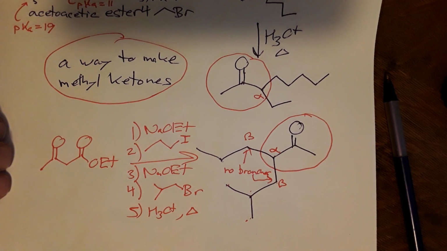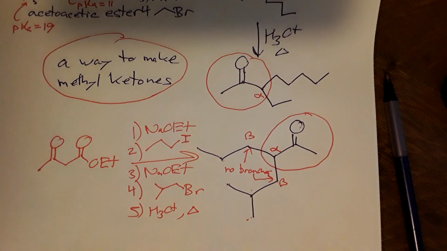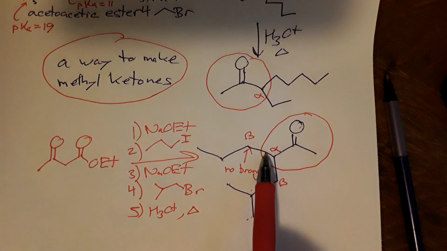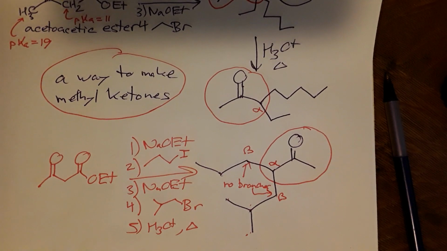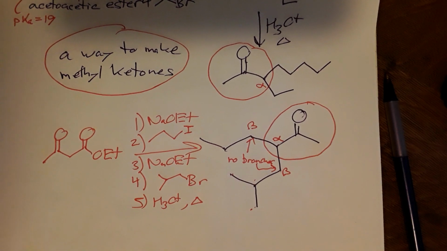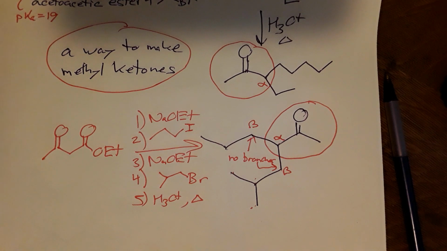Malonic ester synthesis was a way to make carboxylic acids by extending the chain by 2 carbons. Acetoacetic ester synthesis is a way of making methyl ketones by extending the chain by 3 carbons, the 3 carbons that come from the acetoacetic ester. In the last video, we will talk about direct alkylation, and there's some specific instances when we can carry out that method.